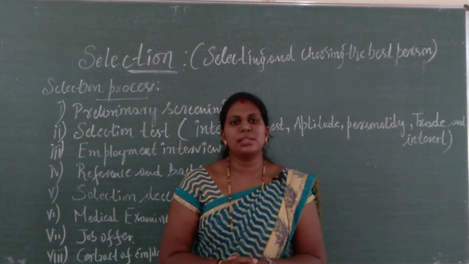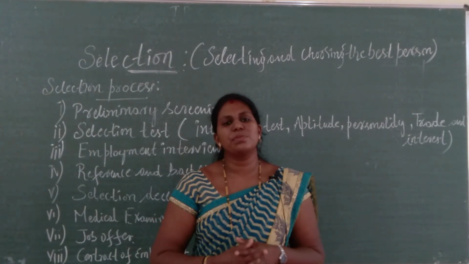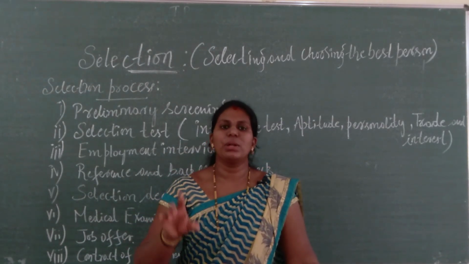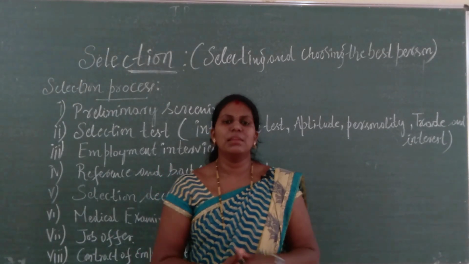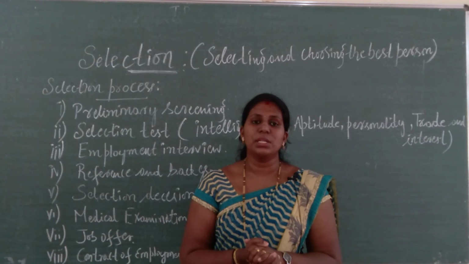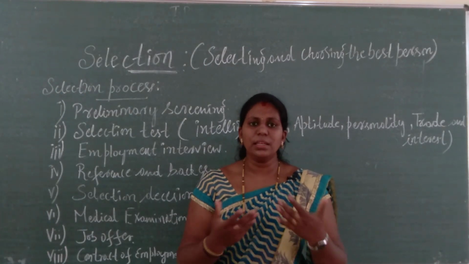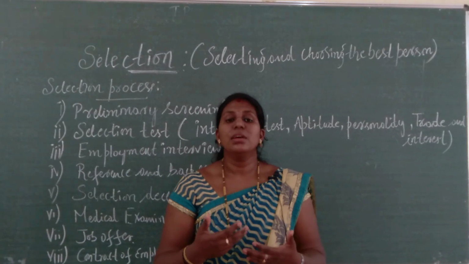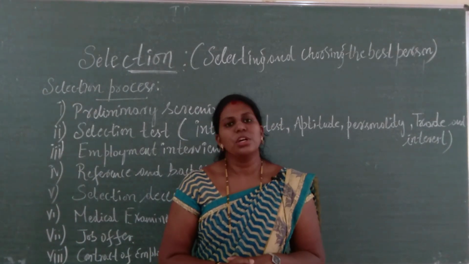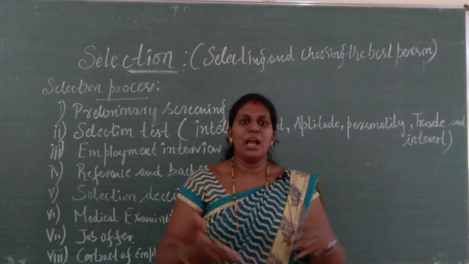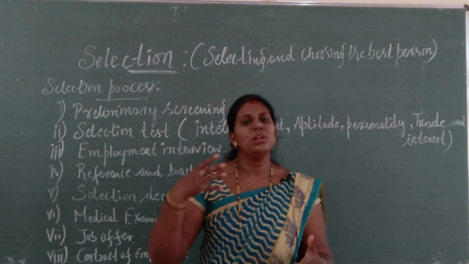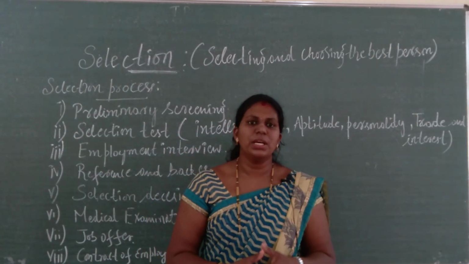So how is this done? Mainly, the advertisement itself will give the criteria: what educational qualification is required, what percentage, or whatever necessary information will be provided in that advertisement. But in case, due to some reasons, we may receive more applications which are not relevant to that particular post. So in preliminary screening, out of the applications received, we will remove the unfit, unqualified or unsuitable applications.